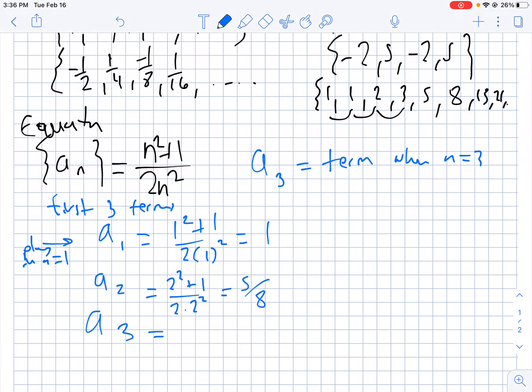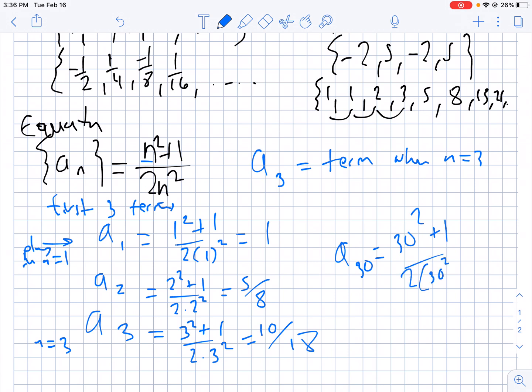If you wanted a sub 3, again, you just replace all the n's with 3. So you have 3 squared plus 1 over 2 times 3 squared, so that's 10/18. And if you wanted, of course, the 30th term, a sub 30 would be 30 squared plus 1 over 2 times 30 squared, which is 901 over 1800, but the actual value there doesn't matter. It's just showing that you can get any term by plugging in that number.